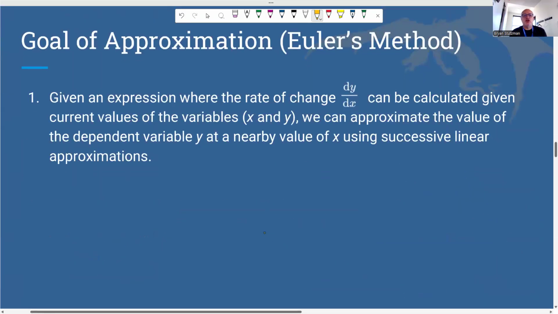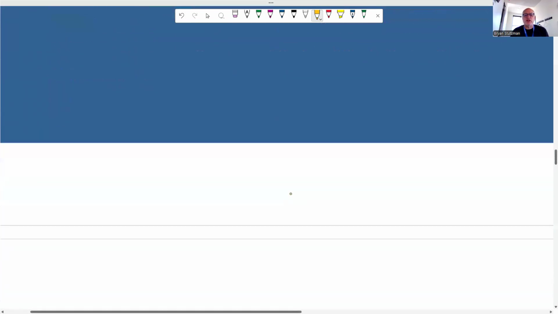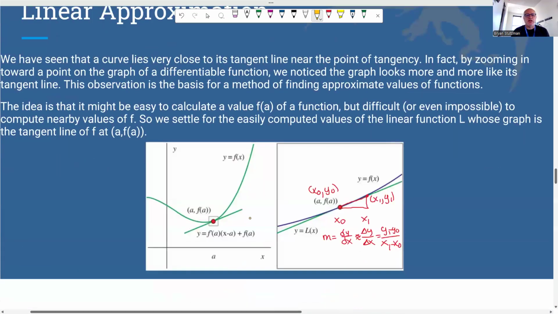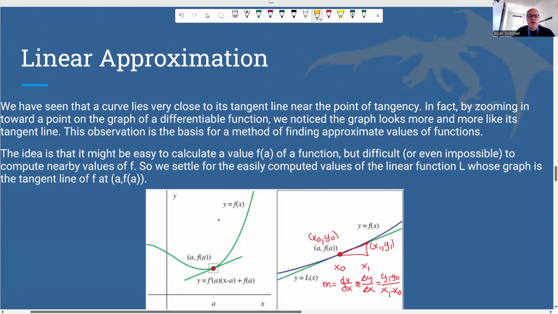But today we're going to use our first order differential equations to approximate a function. So in Euler's method, we're given dy dx, which can be calculated given current values of x and y. We're going to approximate y at a nearby value using successive linear approximations. So let's remind ourselves what a linear approximation is. Just a simple one. We did this when we first learned about derivatives.